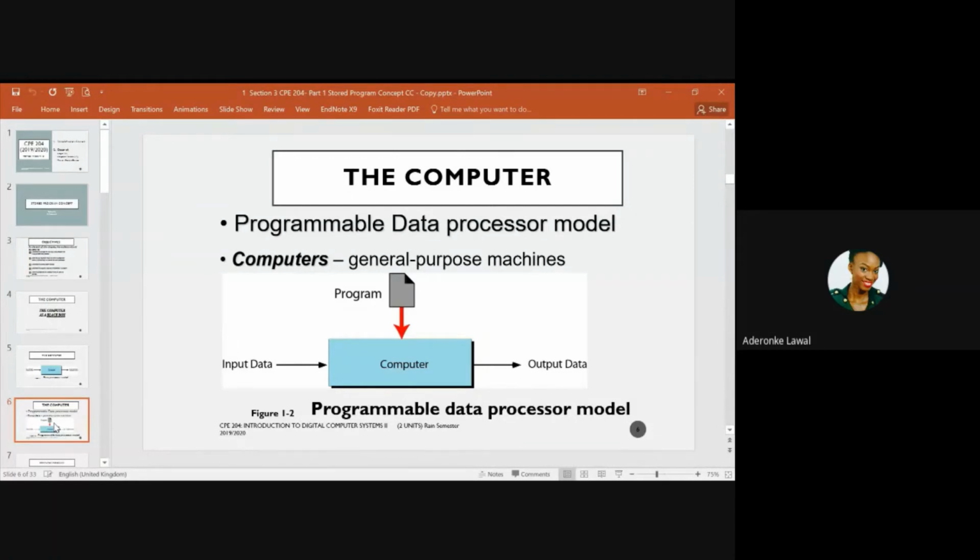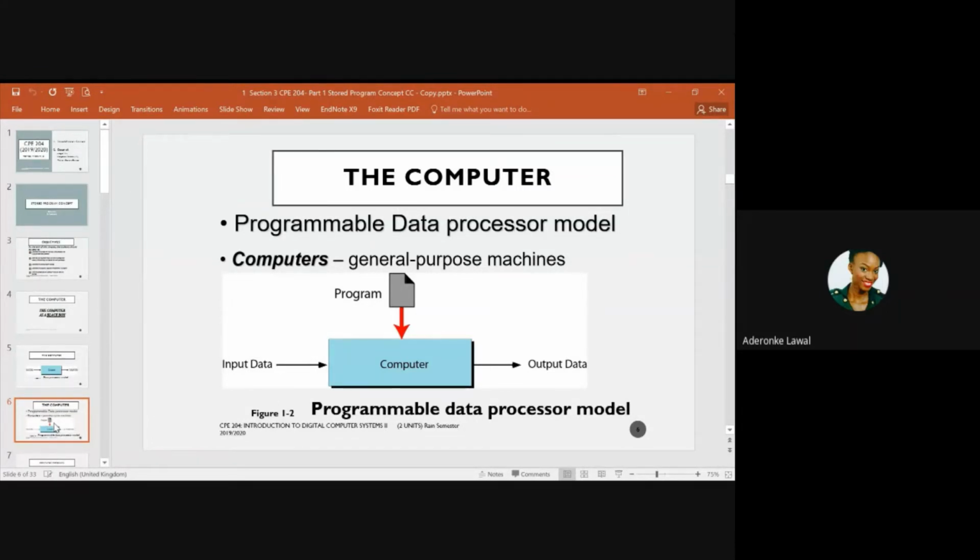So, let's get on with the class. The computer can now be described as a programmable data processor model. When something is programmable, it means it can be manipulated. And when something is a data processor, it means it can use data, it can process data. That is all you need to know about computers.